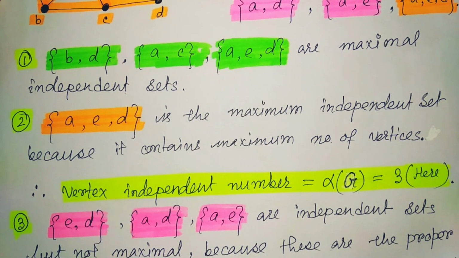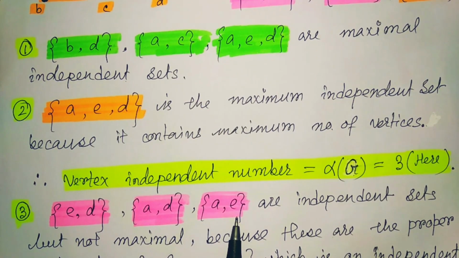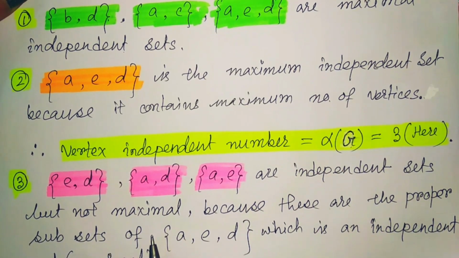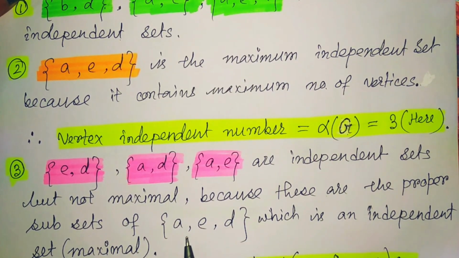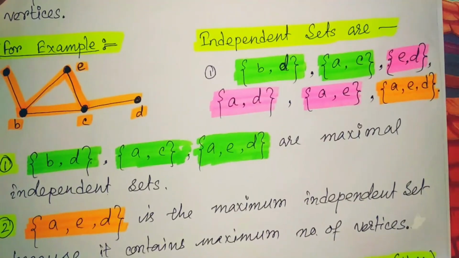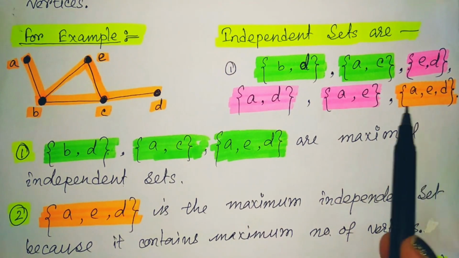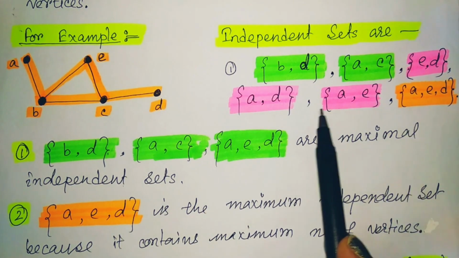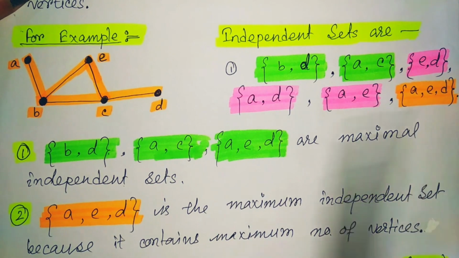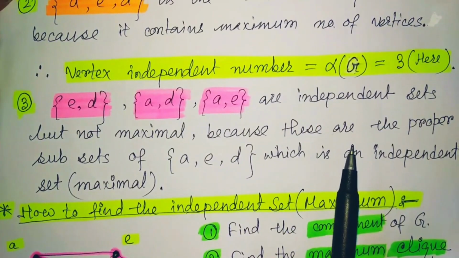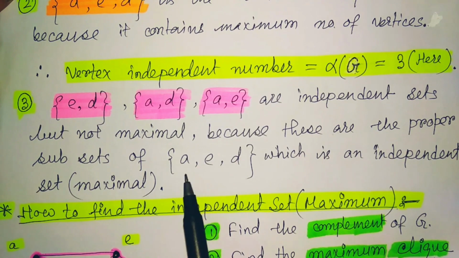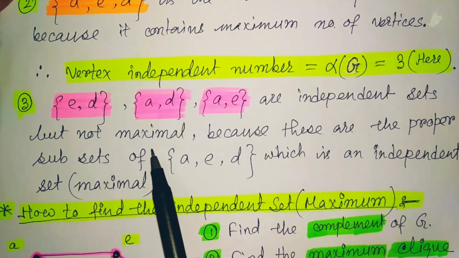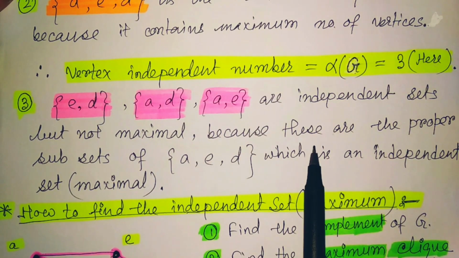Now the pink sets, that means ED, AD and AE, are independent sets but not maximal because these are proper subsets of AED. We know that AED is an independent set. And look, ED is a subset of this one, AD is a proper subset of this one, and AE is also a proper subset of this one. As these three are proper subsets of the set AED, we say that these are independent sets but not maximal independent sets.